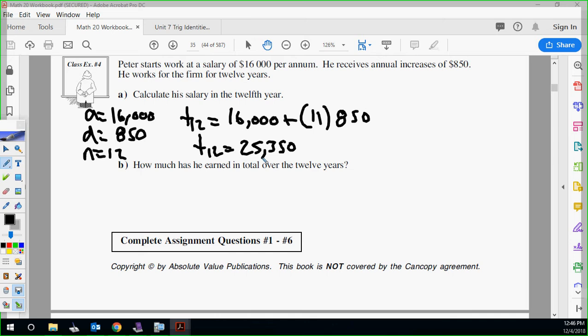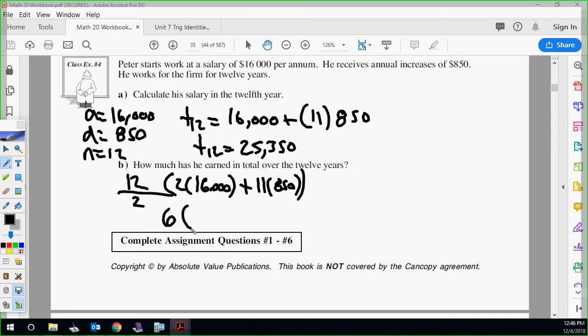Now the next question is what I got you thinking about: how much he's made in 12 years. Now that's a series. That's a sum. So now we use a sum formula. So it would be 12 over 2 times 2 times 16,000 plus the 11 times 850. Okay, 12 over 2 is 6.